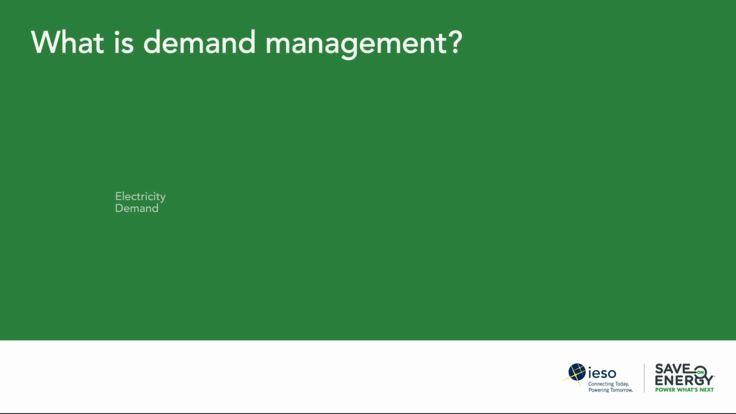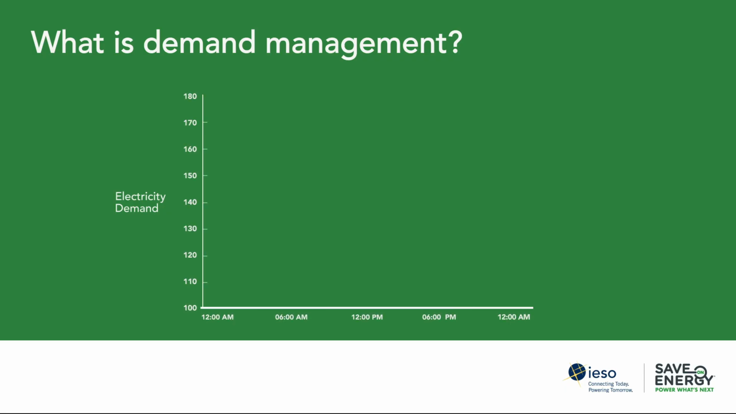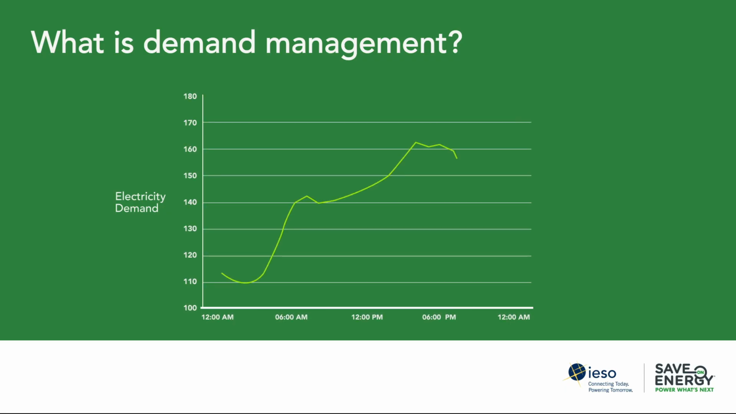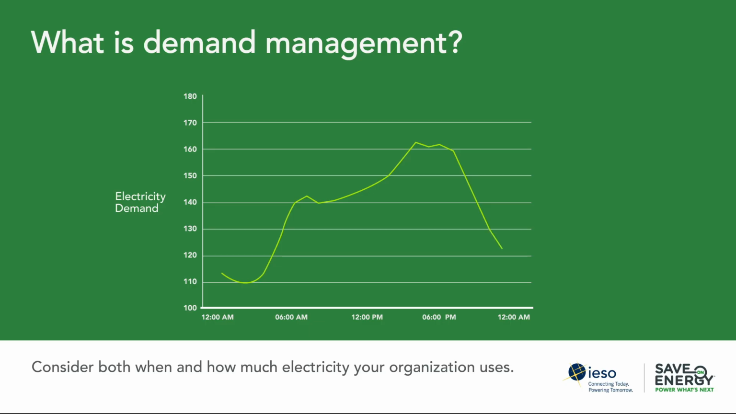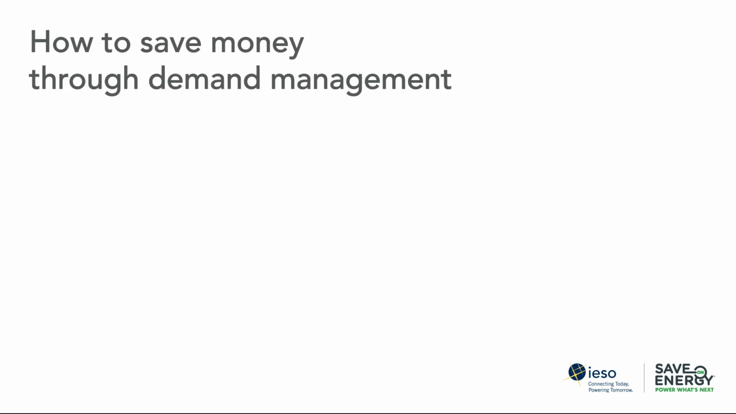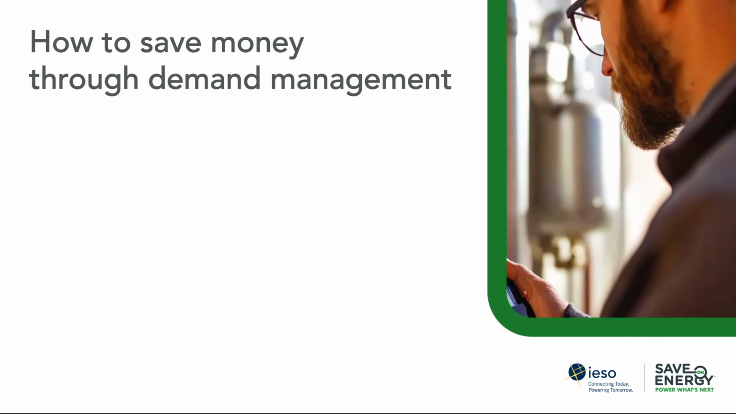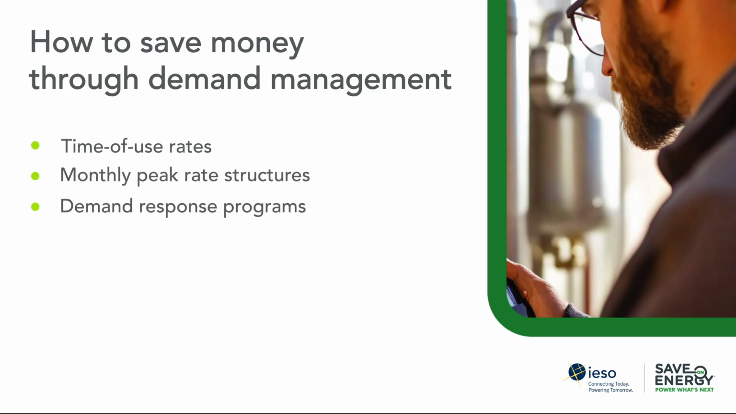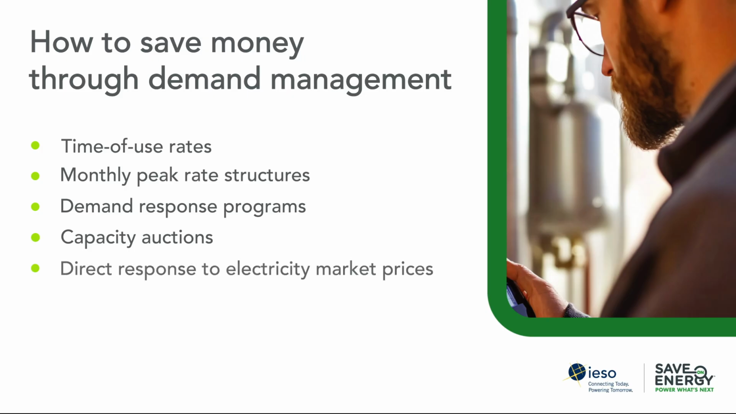Demand management is the process of controlling how much electricity you draw from the grid at specific times. This includes considering when and how your organization uses electricity, and reducing or shifting demand from expensive time periods to less expensive time periods. There are several ways in which managing your electrical demand can lead to reduced energy costs. Some examples include time of use rate, monthly peak demand rate structures, demand response programs or capacity auctions, direct response to electricity market prices, or avoidance of coincident peaks.